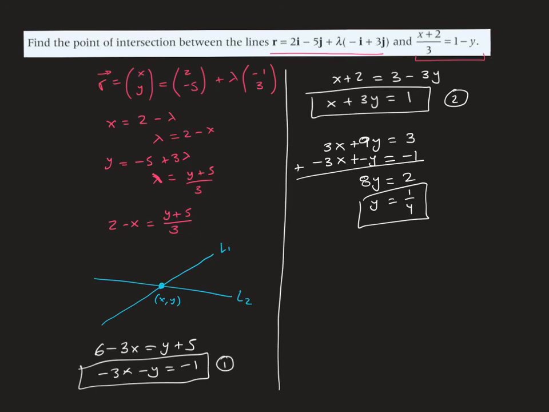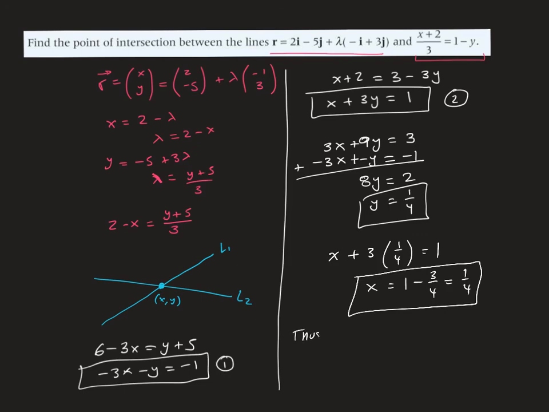Either one is okay. I'm going to choose equation 2 because it has the x without coefficient and positive, so I like that. x plus 3 times 1/4 equals 1 means x is equal to 1 minus 3/4, which means x is equal to 1/4 as well. So now we know that the point of intersection is the point (1/4, 1/4).